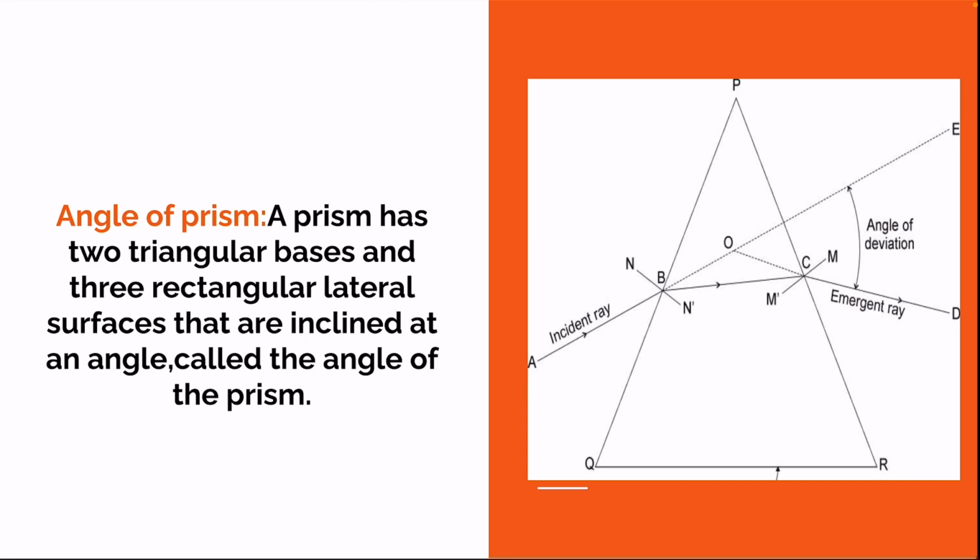The incident ray AB is going from air, so rare medium, into glass, so denser medium. So it bends towards the normal at B and goes along the direction BC inside the prism. Thus BC is the refracted ray of light which bends towards the base QR of the prism. And also when the ray of light BC traveling in the prism comes out into air at point C, refraction takes place again. And the ray bends away from the normal MC and goes along the direction CD in the form of emergent ray.